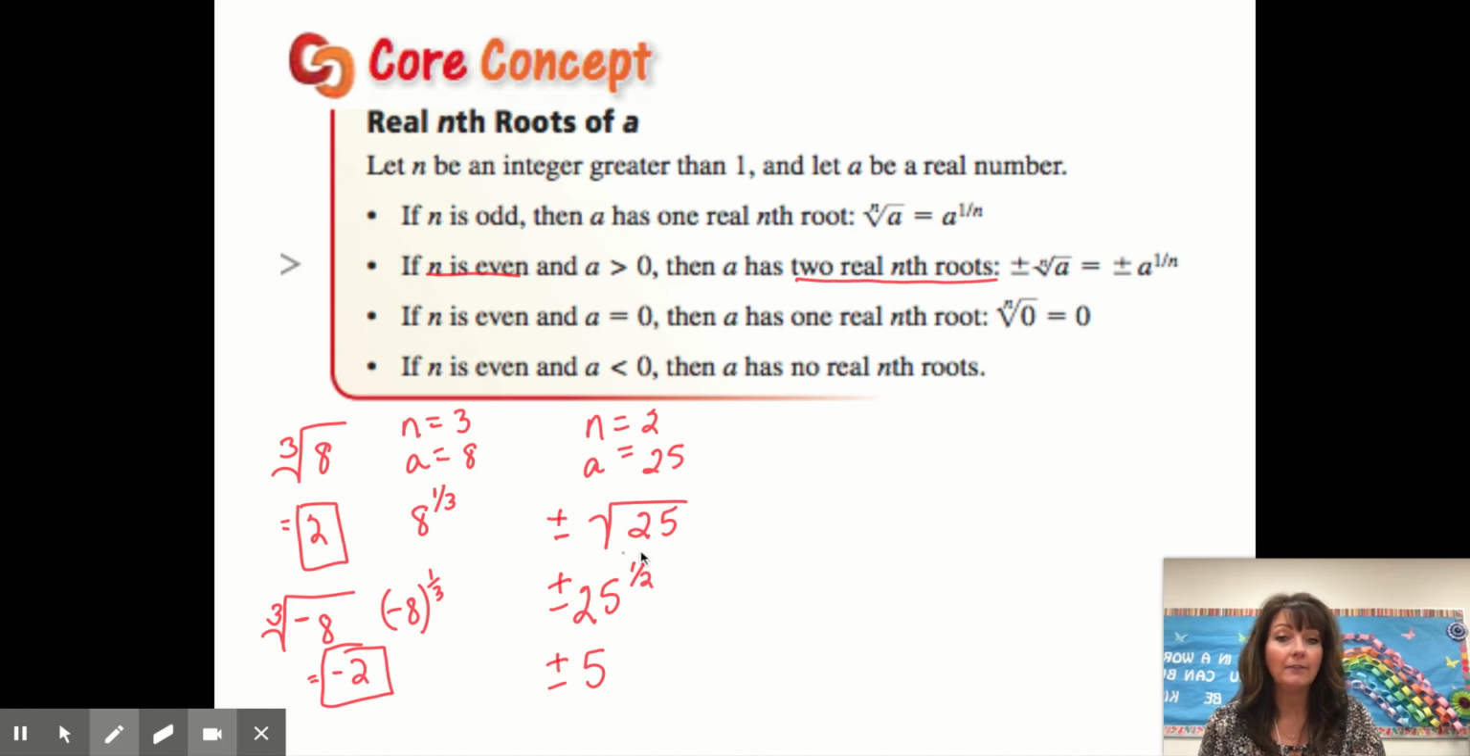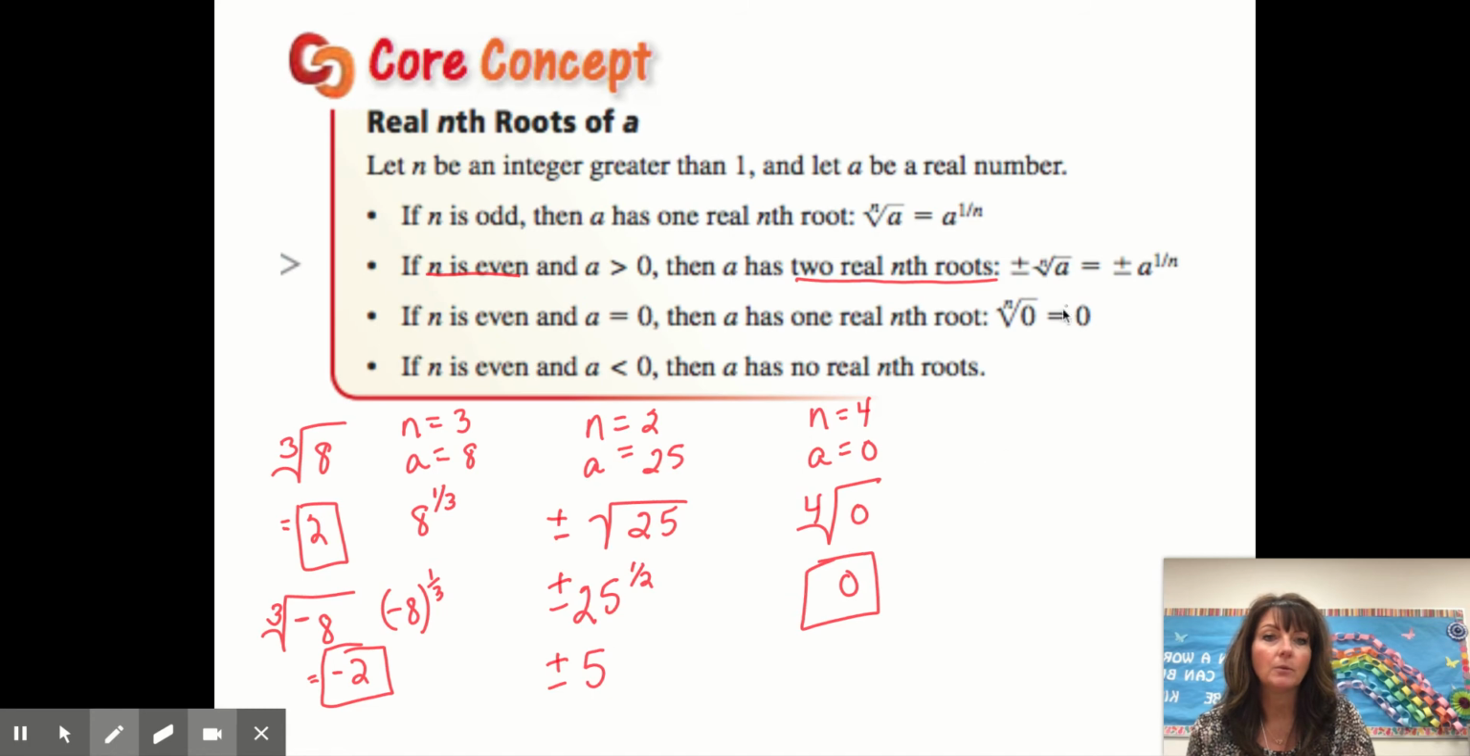The reason is because 5 times 5 is 25 and -5 times -5 is also 25, all right? What you will not have is a negative a with an even index. That's not going to happen. All right, so what if we have an even index and a is equal to 0? So n can be equal to 4 and a is equal to 0. So the fourth root of 0 is always going to be 0. So it always has just one real solution, and it's always 0.